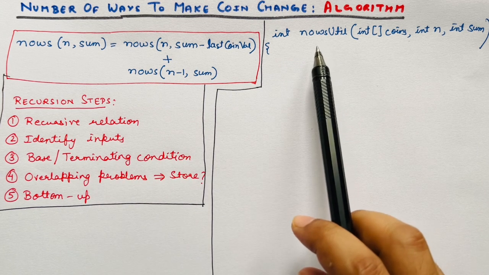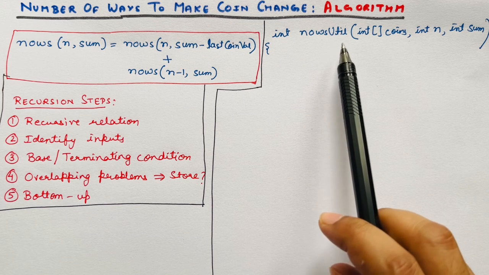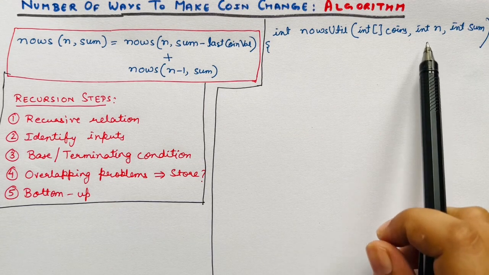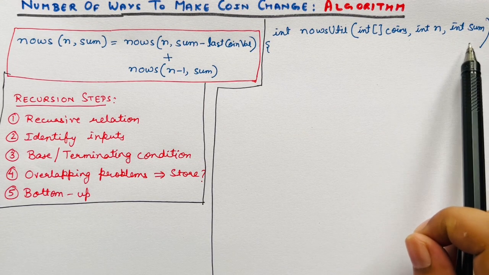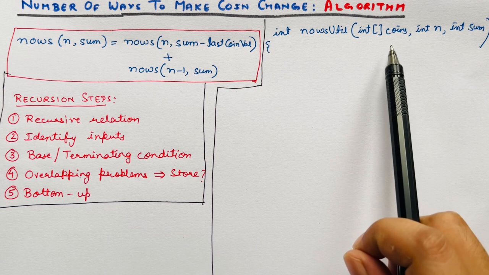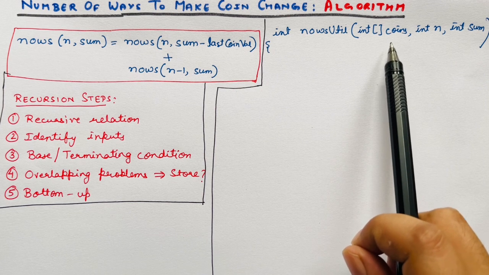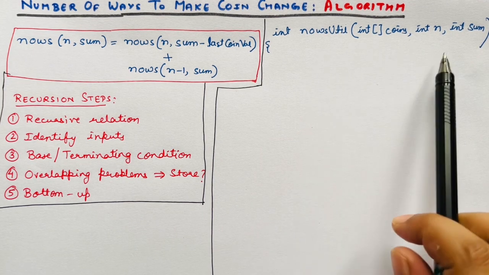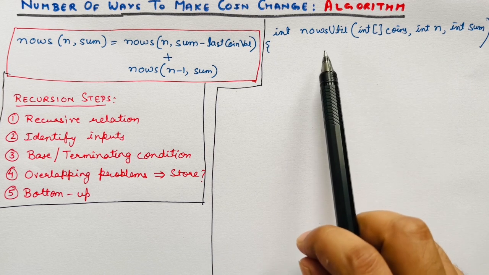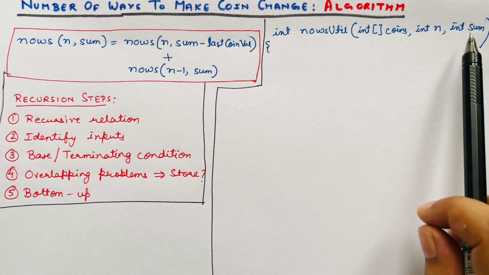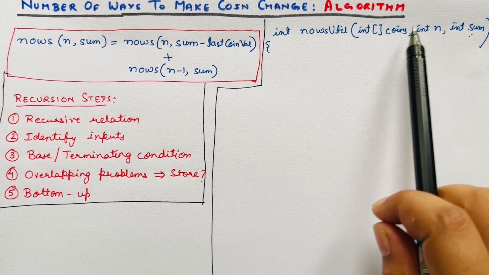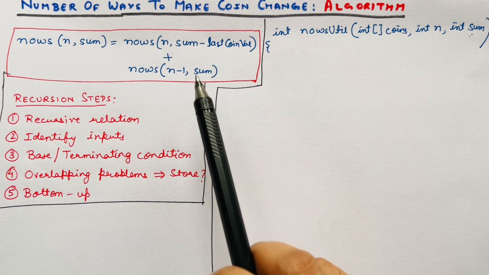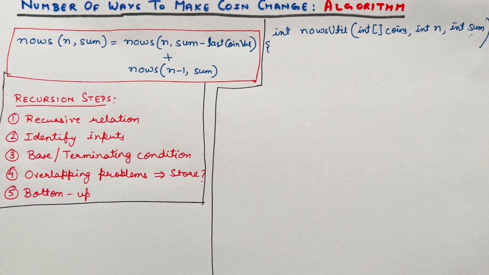So therefore our recursive method call will look something like this. This will be the signature of our method. It will take input as n, it will take input as sum, and it will obviously have input as the coins array because we need this array to figure out the value of the last coin. So what does this method call denote? It denotes that it will return the number of ways of forming the sum using first n coins itself. Let us now use this recursive relation to fill out this algorithm.